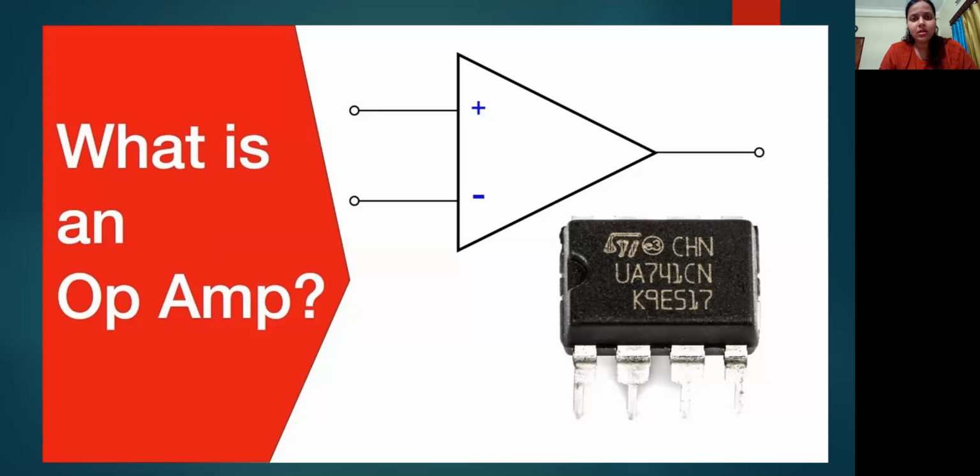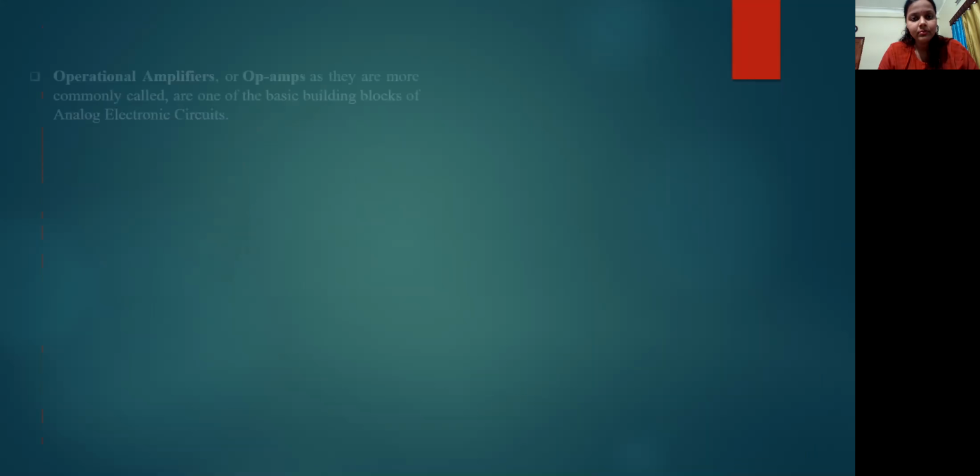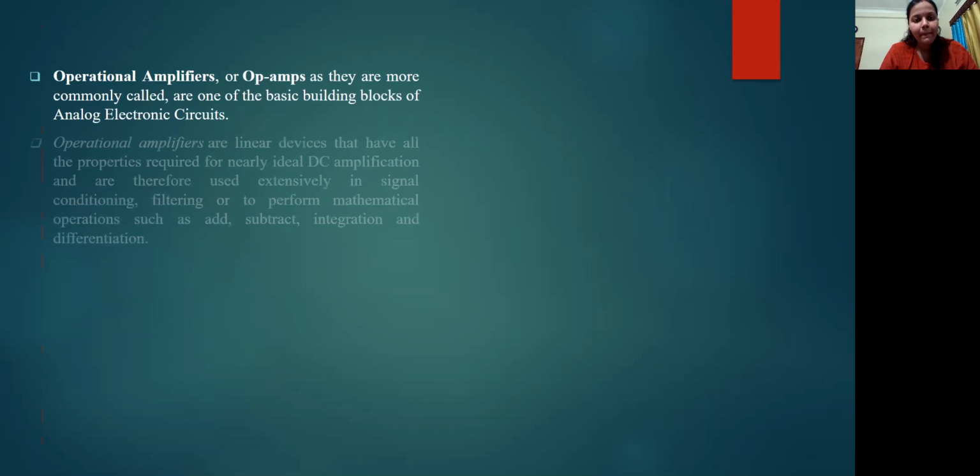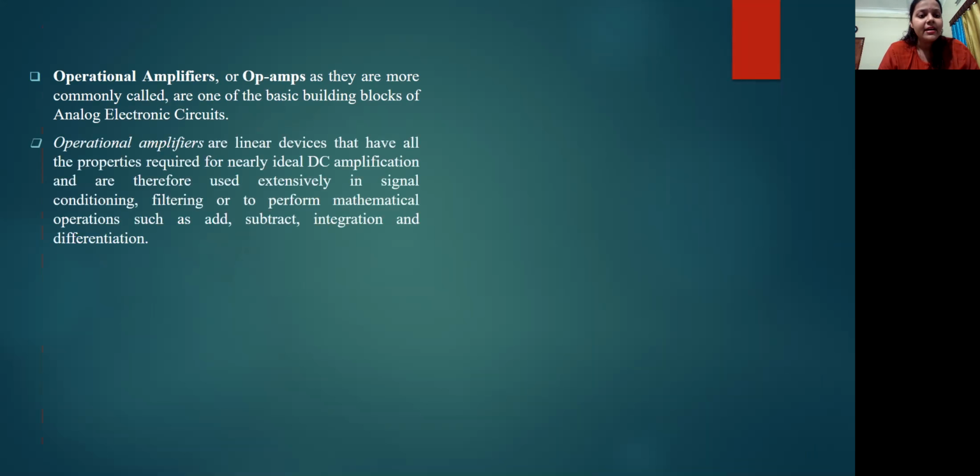As we already know, operational amplifier in short form is known as op-amp. So first, we need to know what is an op-amp. The picture you have been shown here is the basic diagram of op-amp. So an operational amplifier. Op-amps, as they are more commonly called, are one of the basic building blocks of analog electronic circuits.